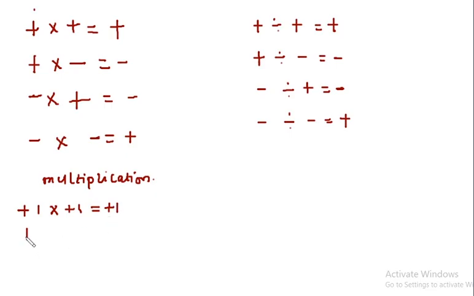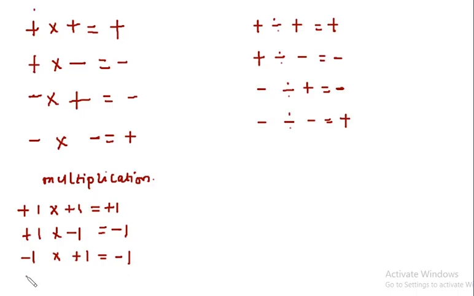Let's also say you have plus 1 times minus 1. We first multiply the signs. So we have plus times minus. This is a minus. Then we have 1 times 1. This is a 1. Let's say we have minus 1 times plus 1. If you have two opposite signs multiplying themselves, like here minus times plus, this is equal to minus. 1 times 1 is 1.